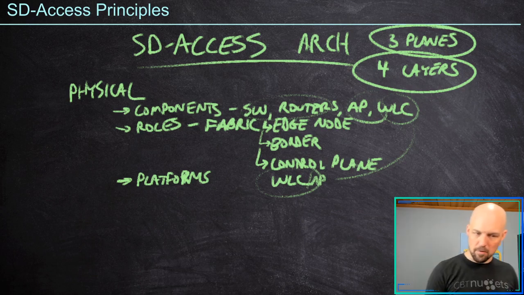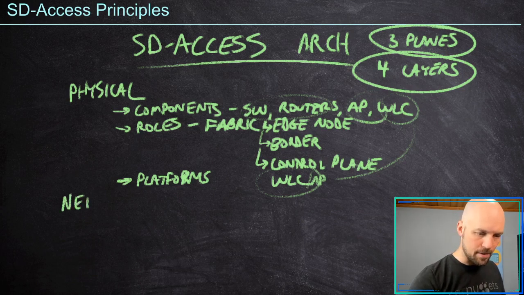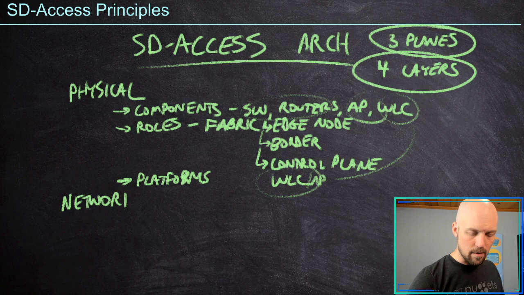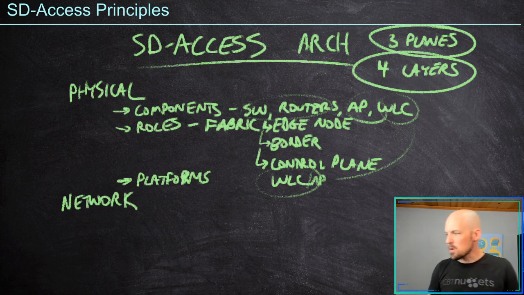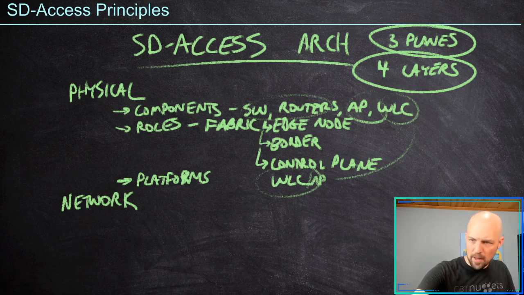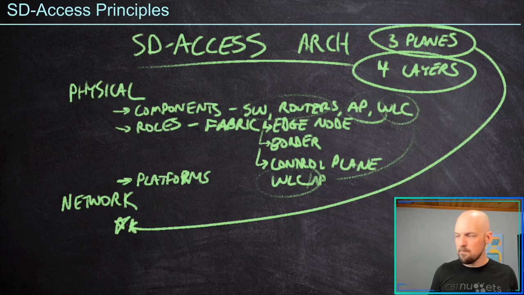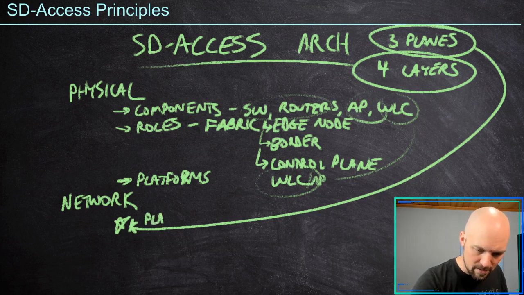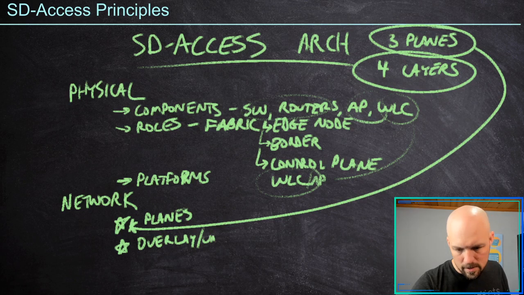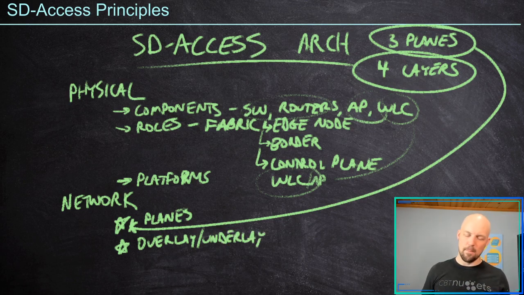All right. So that was probably too long of an overview of the physical layer. And then we have the network layer. So the network layer is primarily going to consist of these three planes. So we can import this down here. We already talked about them. And I'll say that it consists of the planes. It also consists of that concept of overlay and underlay. So we have a lot to cover as far as that is concerned as well.